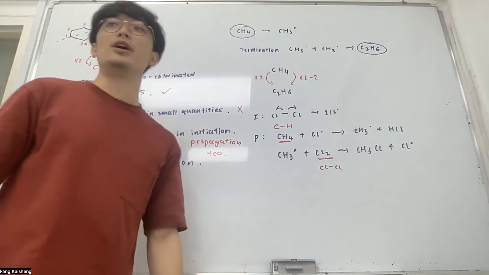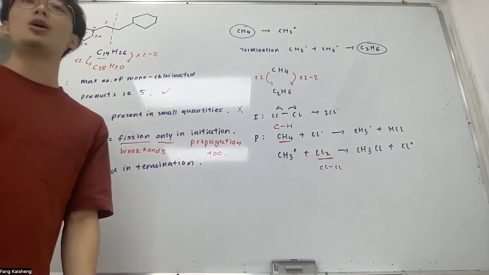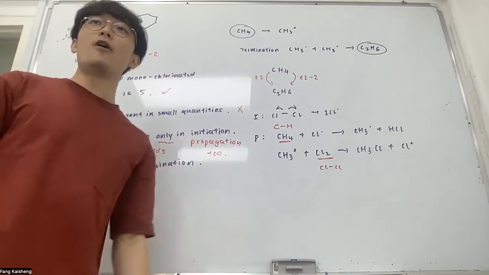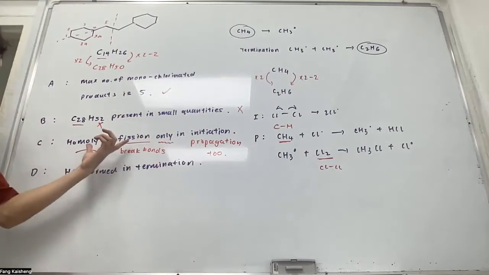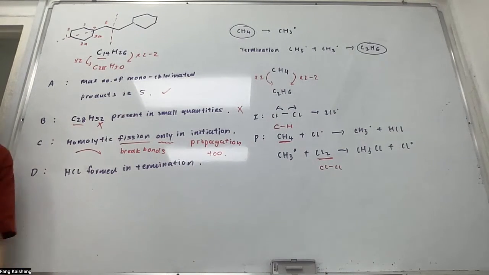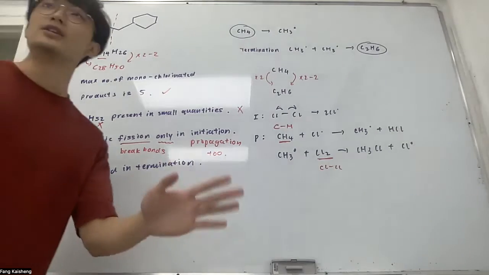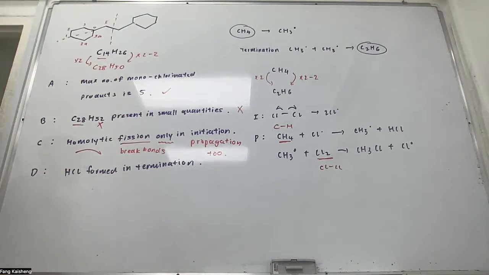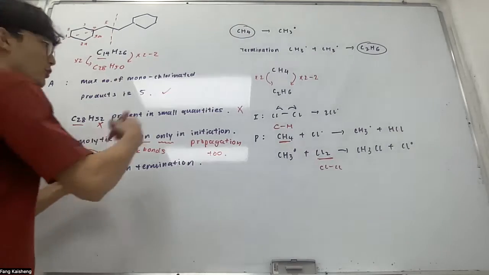How about termination? Do we have bond breaking or not? Termination is all about combining, which means bonds are being formed. So what do we call that? Homolytic fusion. We don't really see the word homolytic fusion that much, but just know bonds are formed in the termination step, so there's no breaking in termination. So option 2 is wrong, 3 is wrong as well.